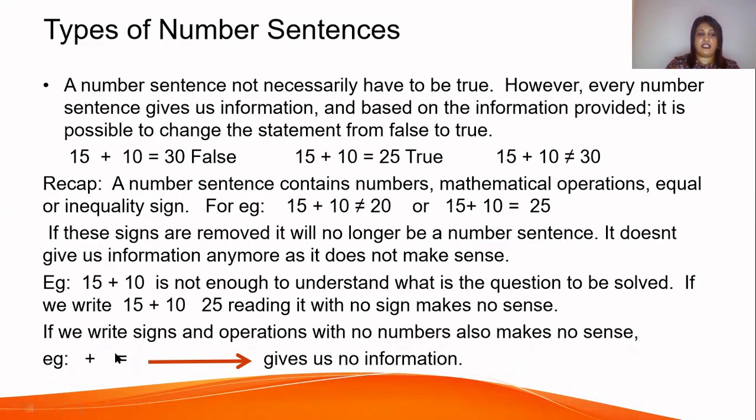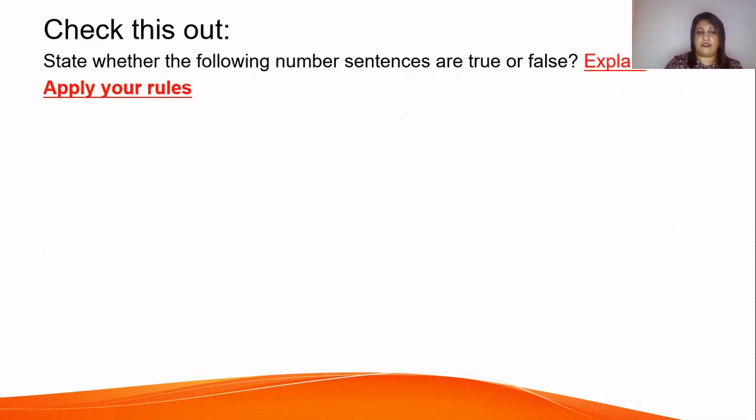So for example, here as well, I've got plus and I've got equal to with no numbers. Again, no information given. So I don't have a full group of numbers with my signs and symbols. Therefore, it wouldn't make sense as a number sentence. So we must always remember a number sentence always has to have a group of numbers with signs and symbols.